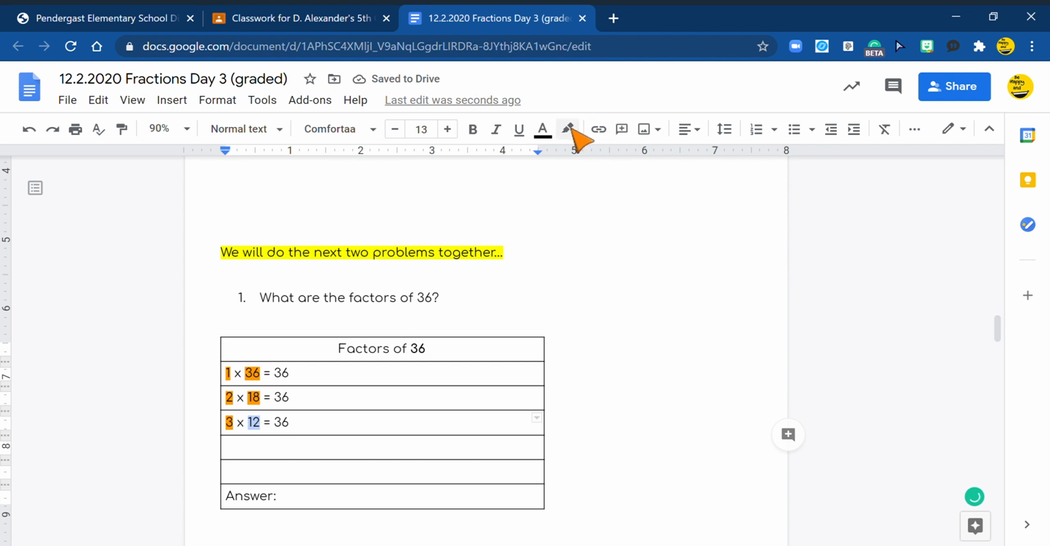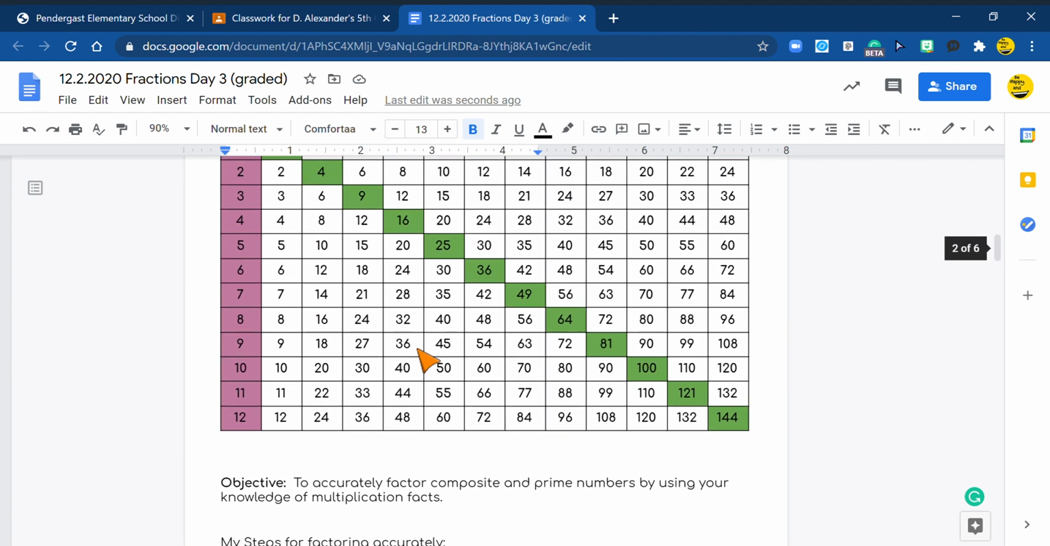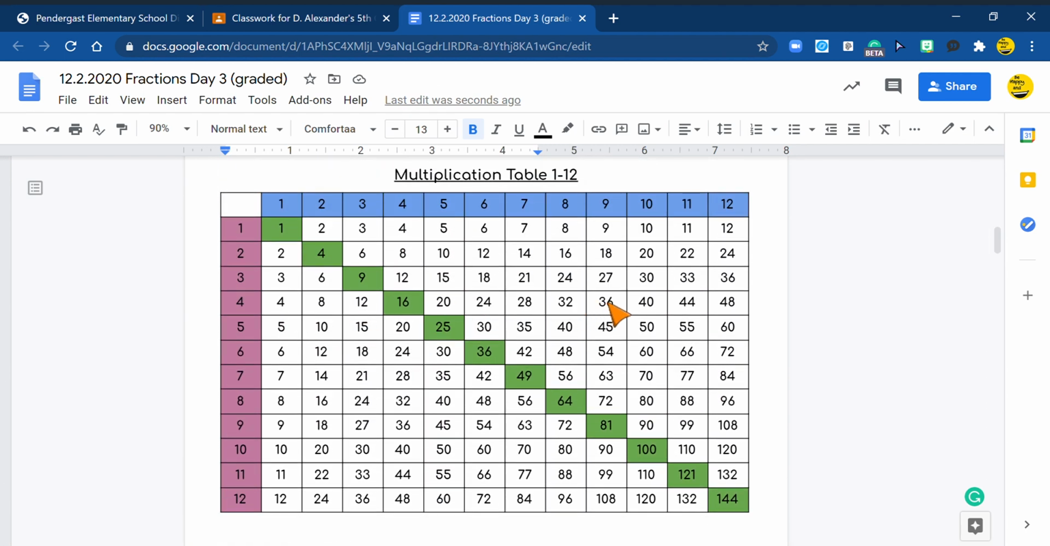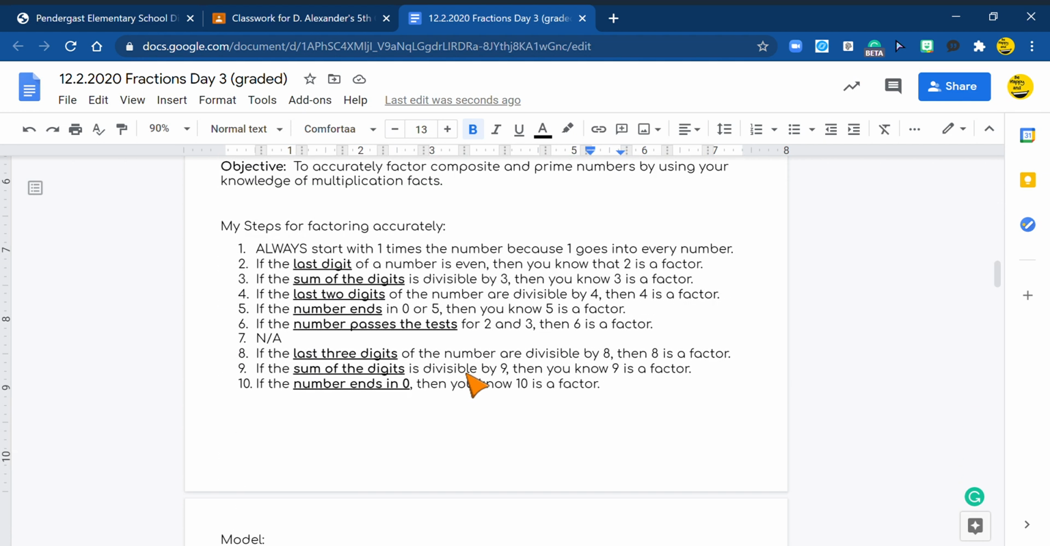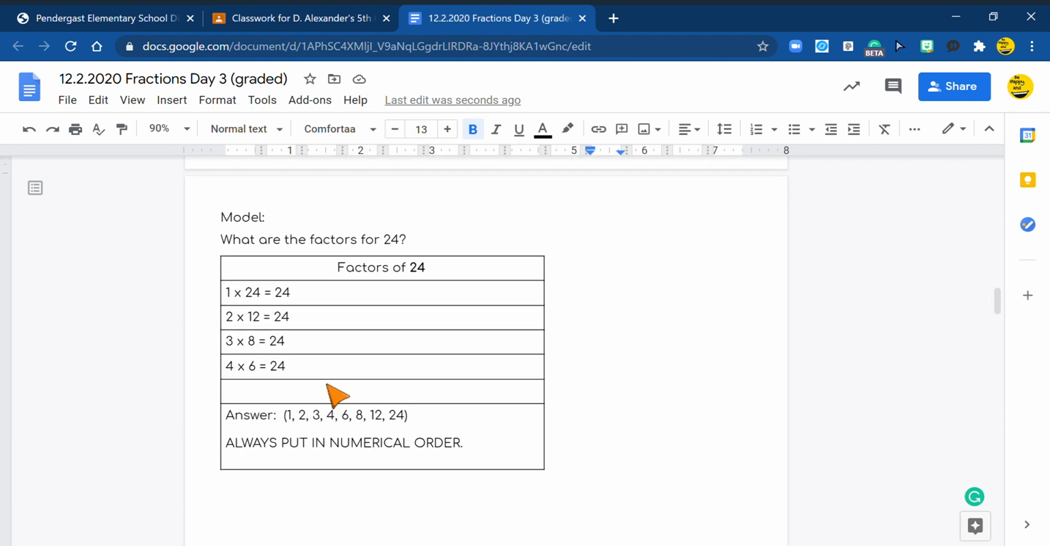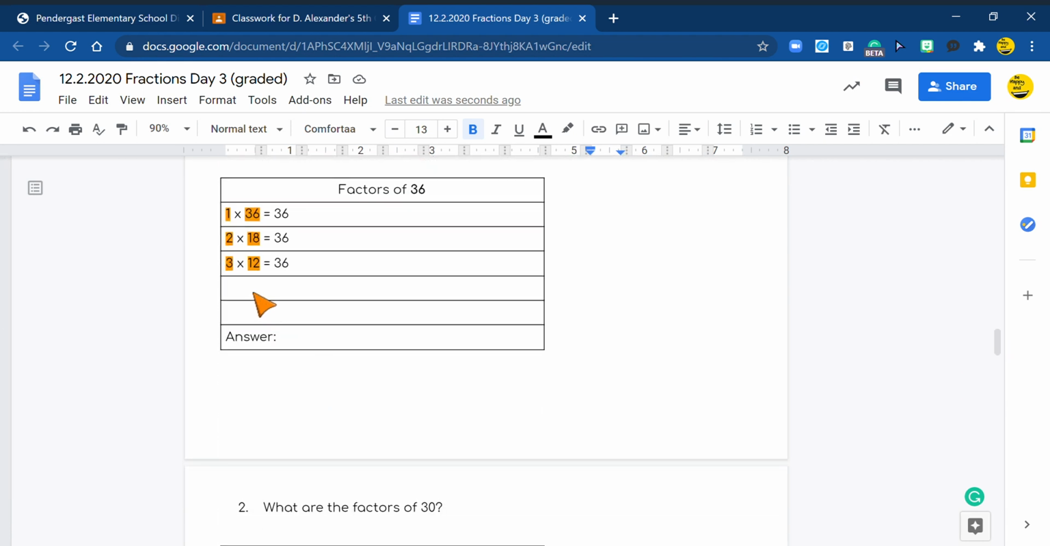So now I'm going to look at the next number. Because I'm on multiplication facts, I'm going to quickly come up here. Look at my 4. Does my 4 go into 36? Yes, it does. How many times? I need to look up here. 9. So I know 4 times 9. So right here, I'm going to do 4 times 9 equals 36.